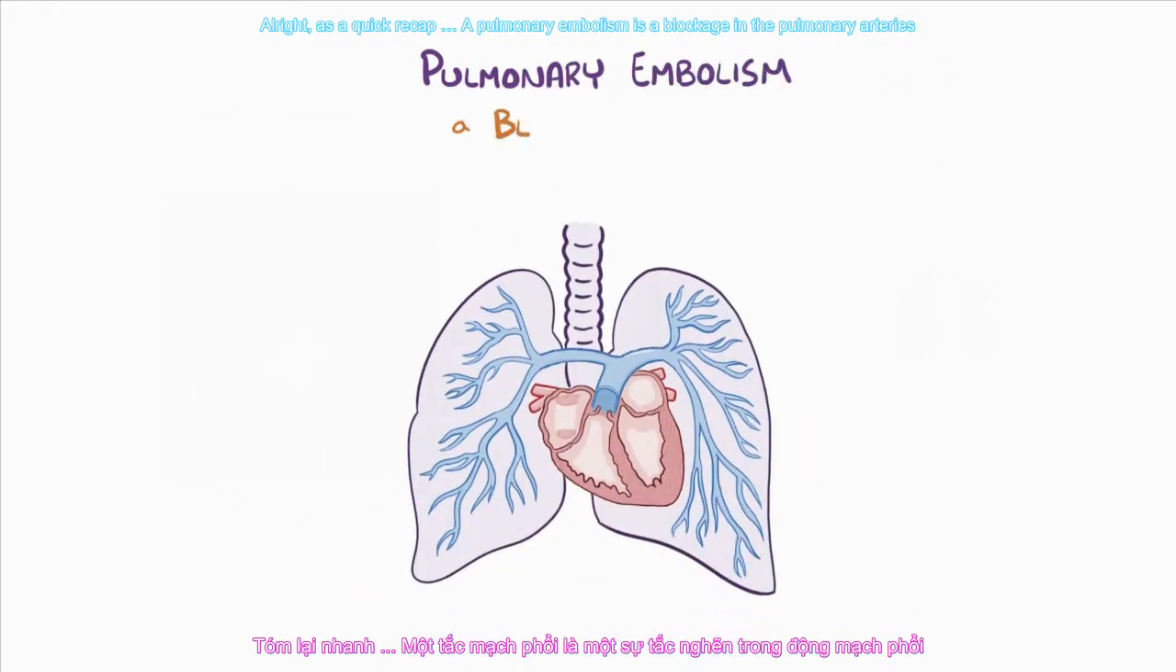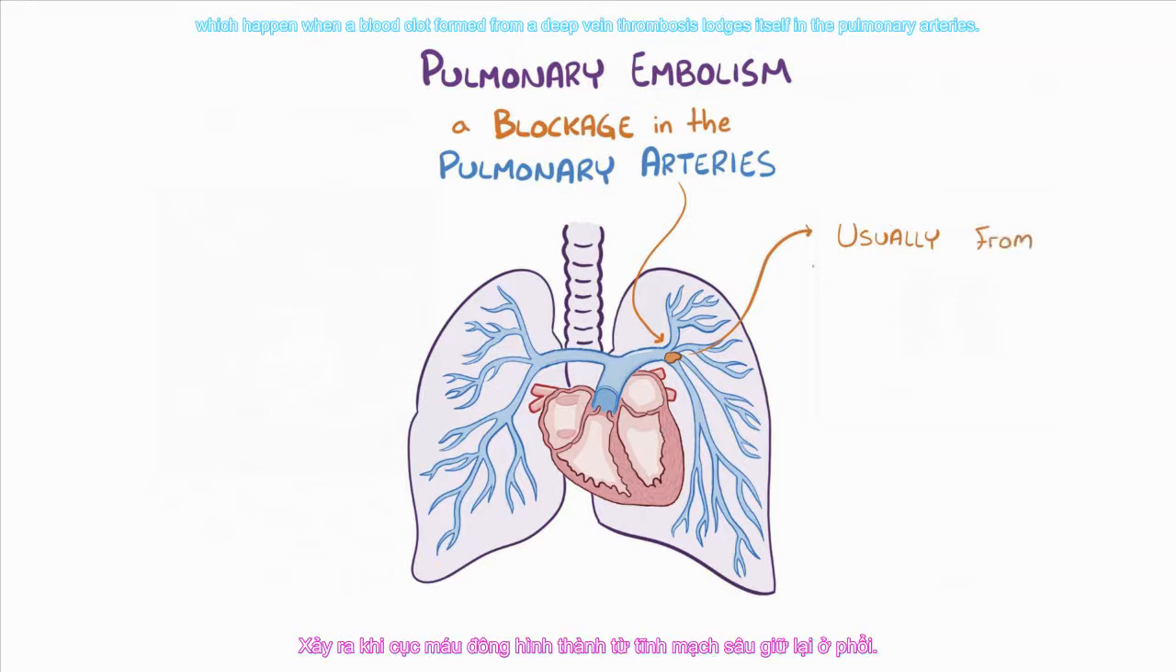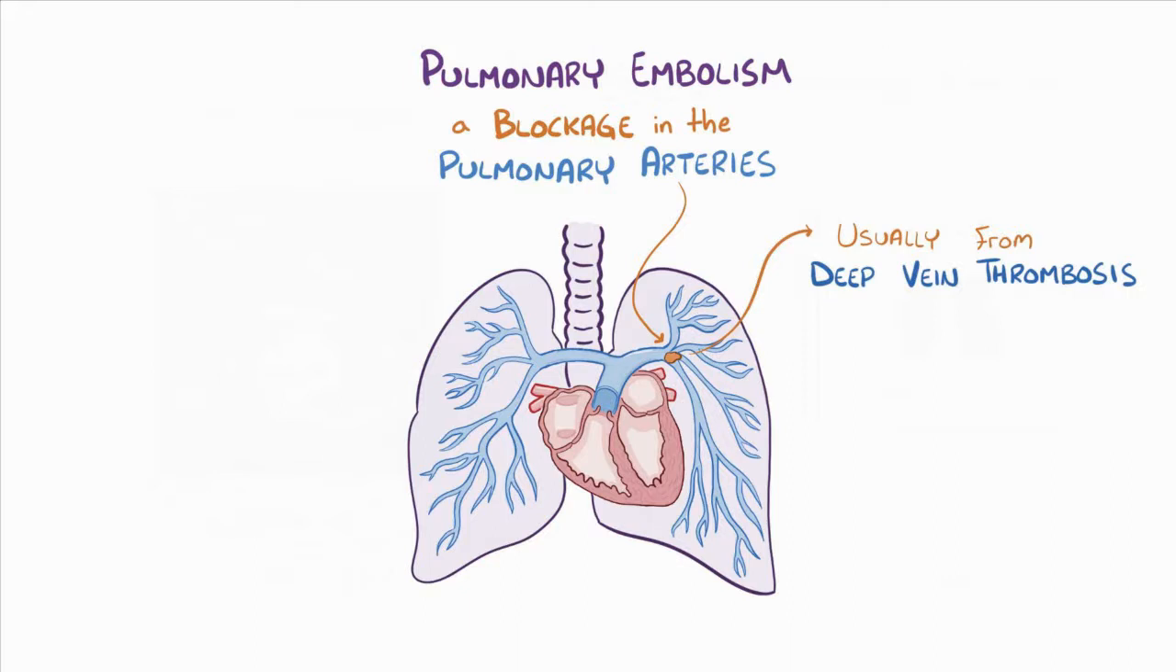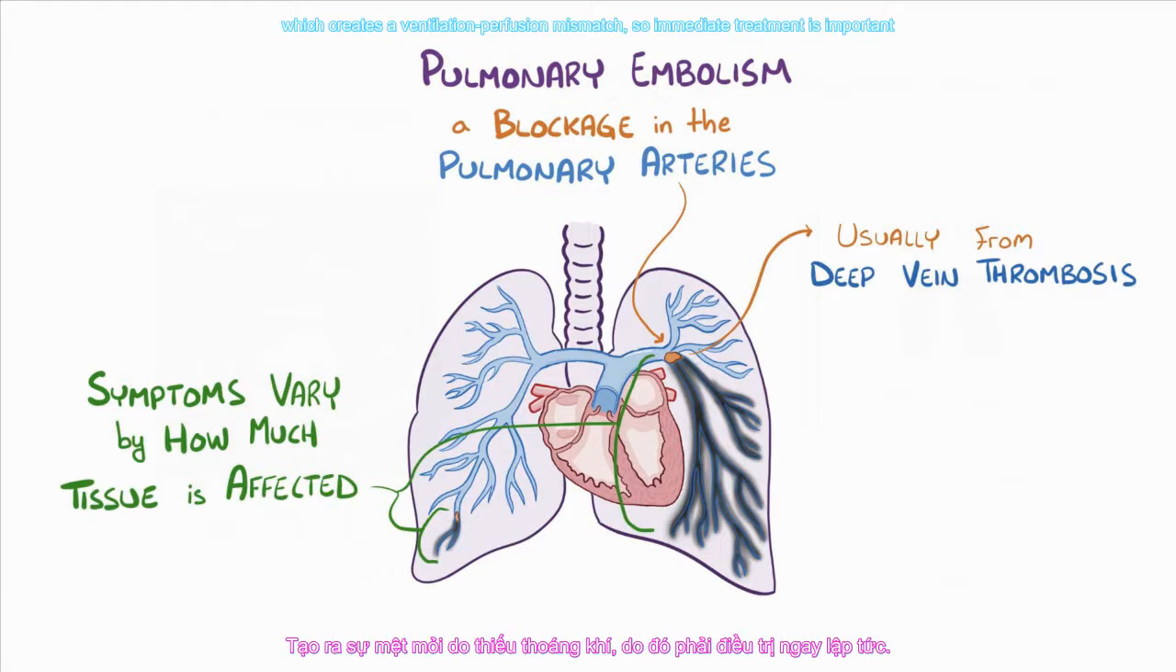Alright, as a quick recap. A pulmonary embolism is a blockage in the pulmonary arteries which deliver blood to the lungs to pick up oxygen. Typically, a pulmonary embolism is a thromboembolism, which happens when a blood clot formed from a deep vein thrombosis lodges itself in the pulmonary arteries. Symptoms vary by the amount of downstream lung tissue denied blood, which causes a ventilation perfusion mismatch, so immediate treatment is important.